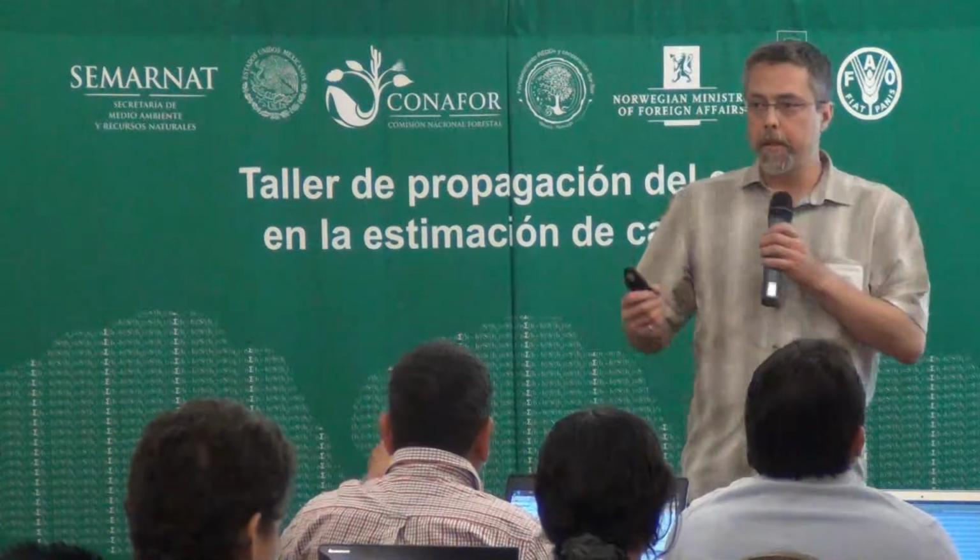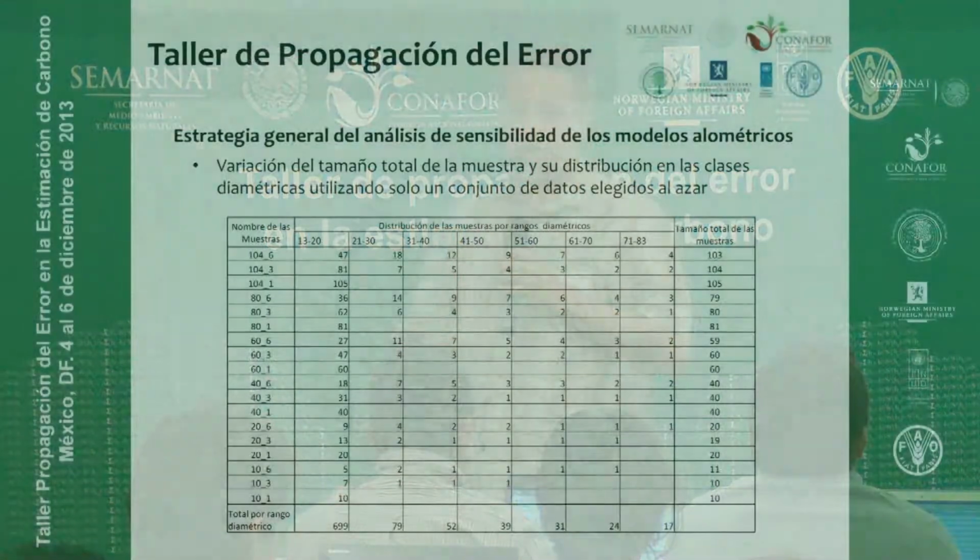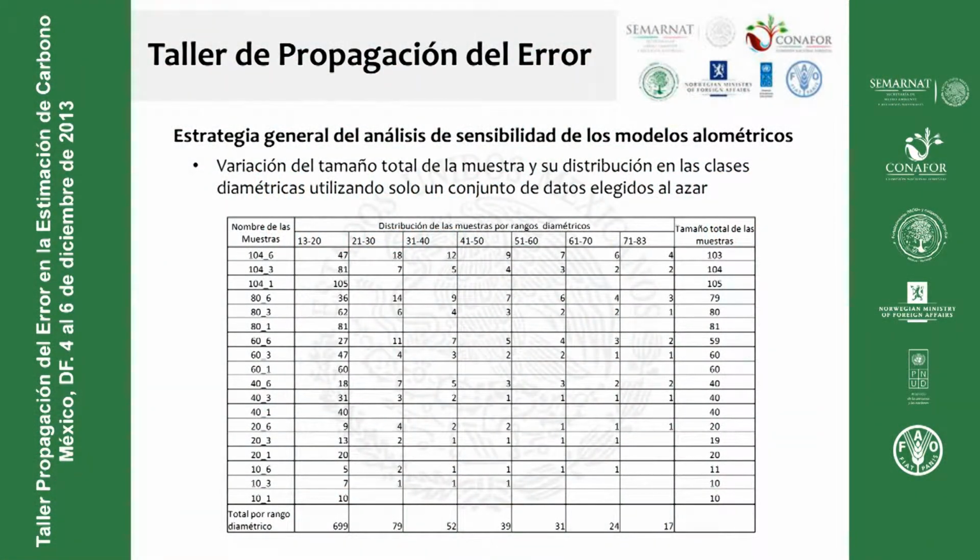You gotta love huge tables with small numbers that you can never really read. But this is just an example of how the breakdown is with these. We have our different numbers of n. 6 is of course the most optimal distribution. 3 is that intermediate. The 1 after that is the concentrated in the lower diameter classes. And we chose 104, 80, 60, 40, 20, and 10 as our n.